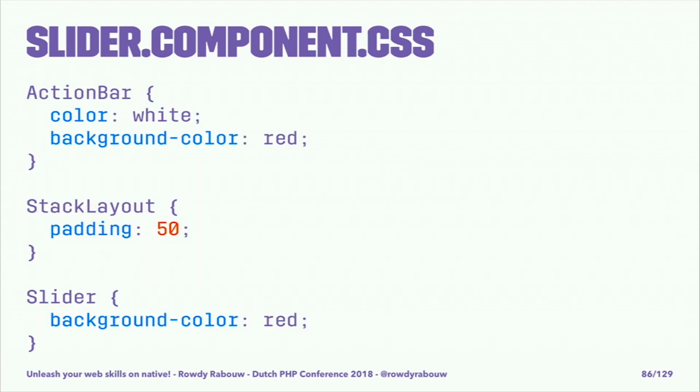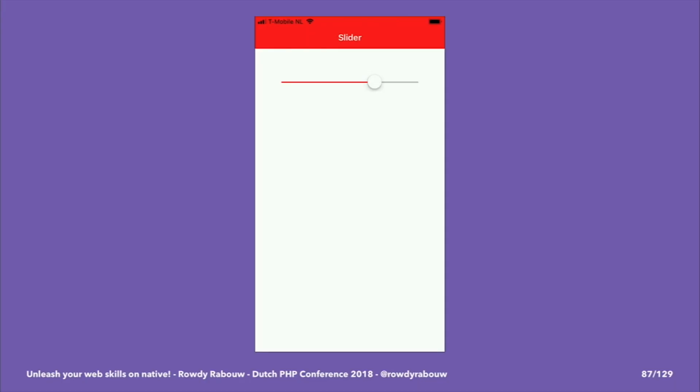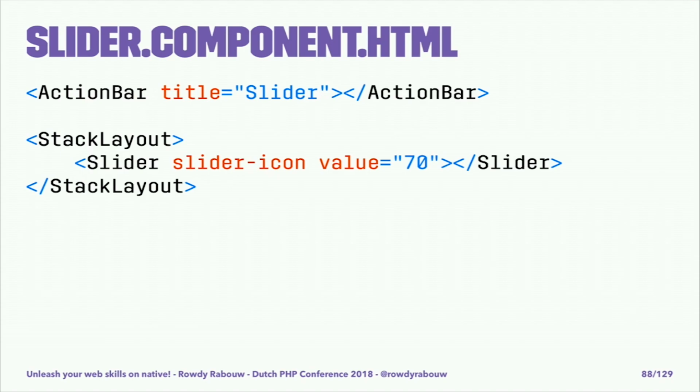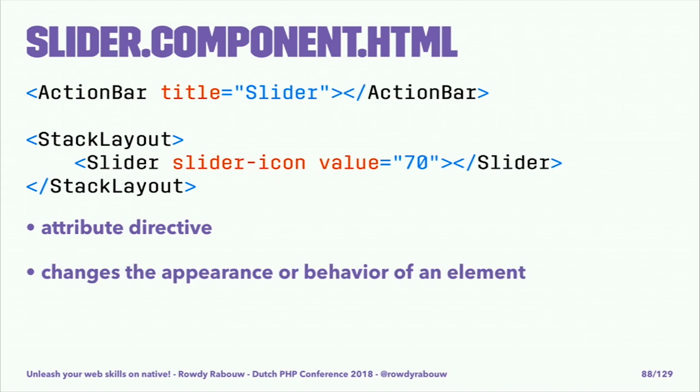And the CSS file is also very interesting. Have an action bar, which is red with white letters. Have some padding, just so it doesn't go to the sides too much, and have a background color of red on the slider. And you get this marvelous slider. Wow, right? I want to make this more beautiful, say more superhero-like. So I insert something there after the slider-icon, which is in Angular an attribute directive, and it will change the appearance or the behavior of an element.